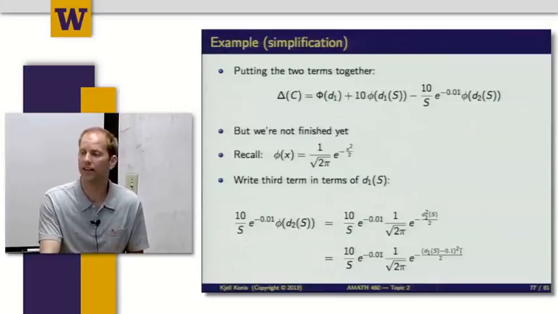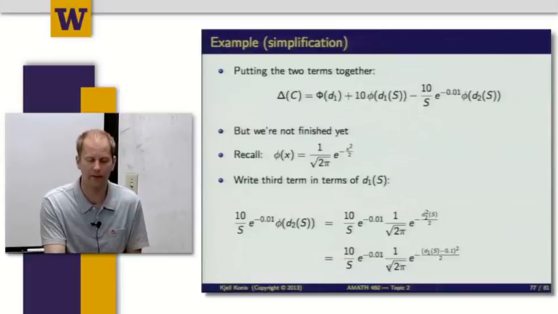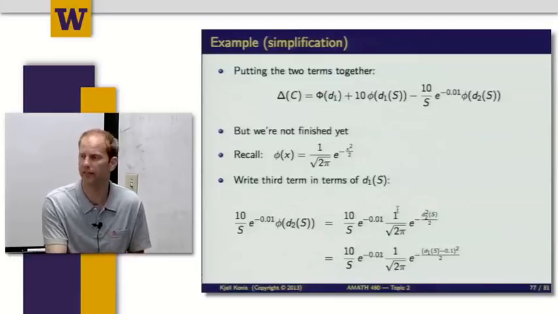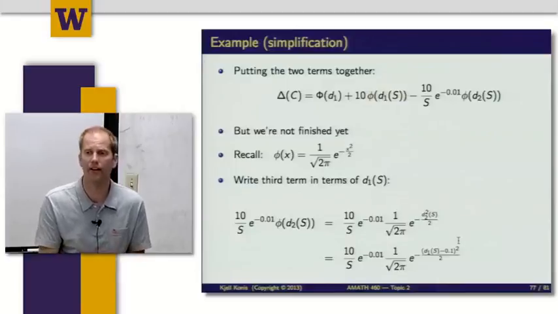And now I'm going to try to make a little bit of sense of this. It would be nice if I had this just in terms of e to the d1 of s squared, because that would allow me to write it in terms of phi of d1 of s, which would make it match what's in this second term here. And so now what I want to do is sort of my completing the squares trick backwards.